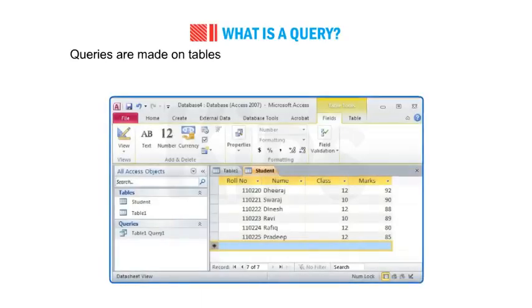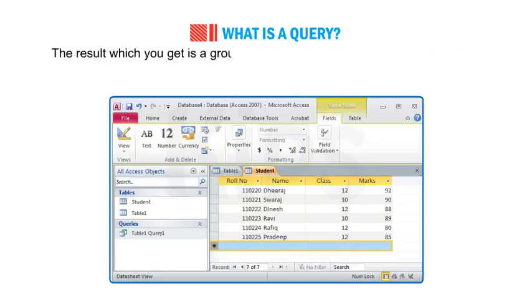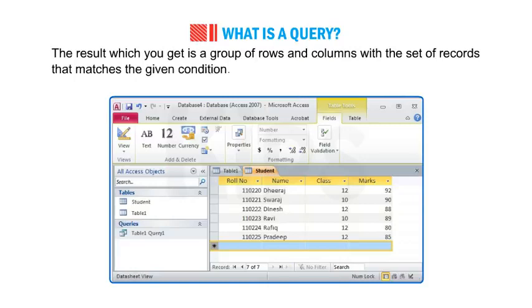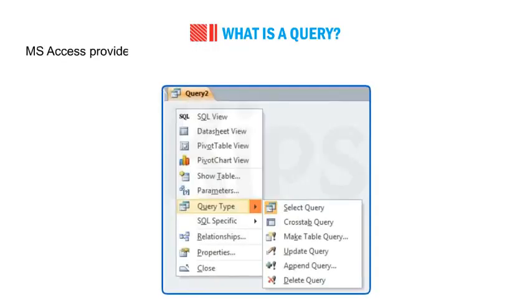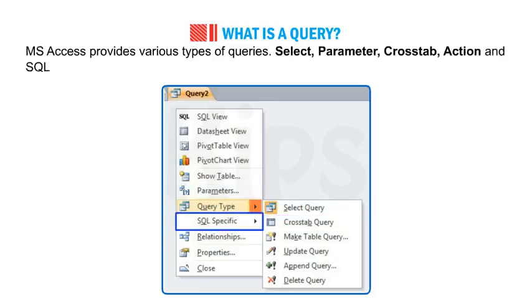Queries are made on tables, and the result of a query is also displayed in the form of a table. The result which you get is a group of rows and columns with a set of records that matches the given condition. MS Access provides various types of queries: select, parameter, crosstab, action, and SQL, structured query language query.